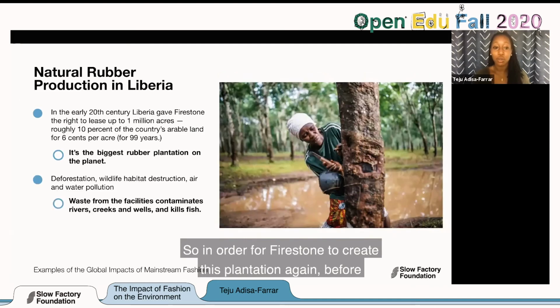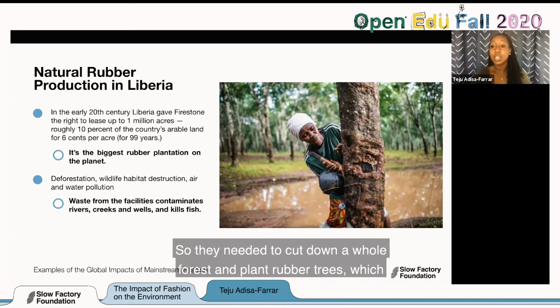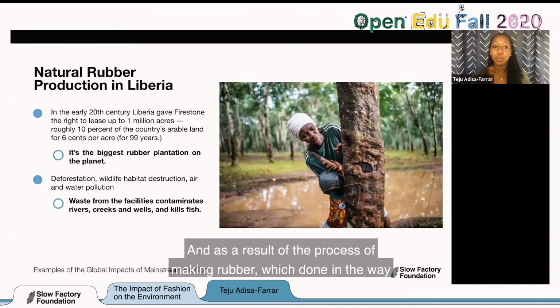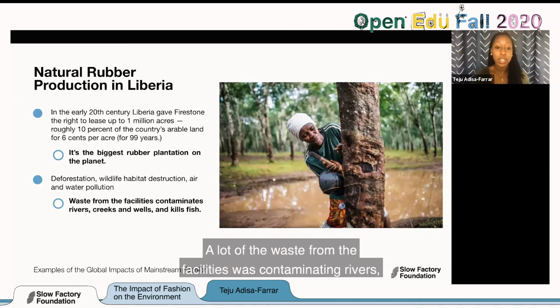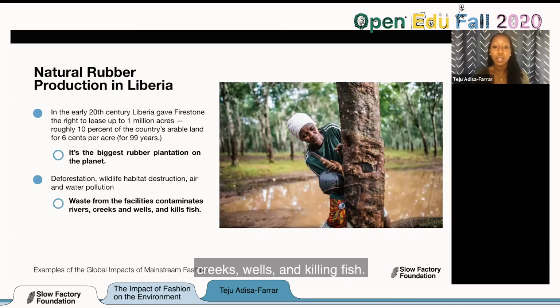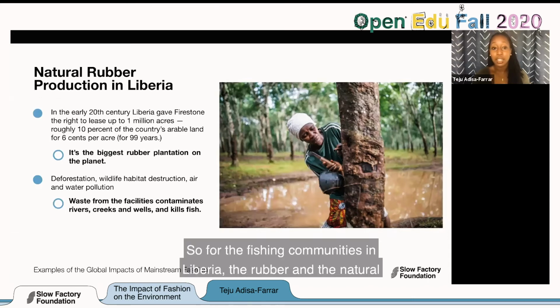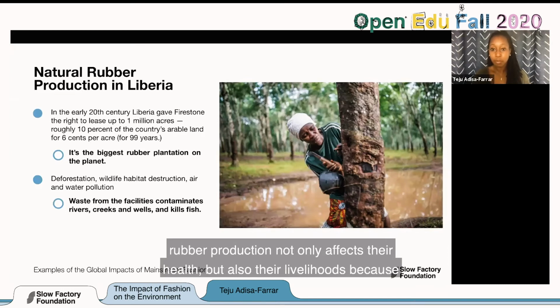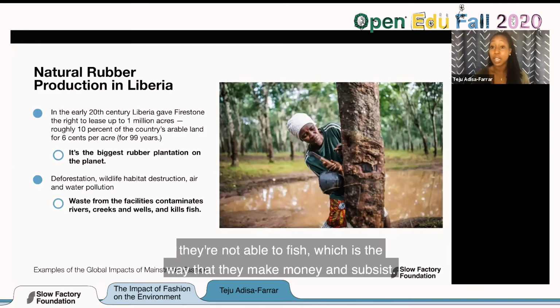In order for Firestone to create this plantation, again, deforestation was required. There was destruction of wildlife habitats and air and water pollution. They needed to cut down whole forests and plant rubber trees, which destroyed habitats for other species living in these Liberian forests. The process of making rubber, done in the way that it is today, requires chemicals, so there's pollution from the chemicals in the air and in the water. A lot of the waste from the facilities was contaminating rivers, creeks, wells, and killing fish. So for the fishing communities in Liberia, the natural rubber production not only affects their health, but also their livelihoods, because they're not able to fish, which is the way that they make money and subsist.